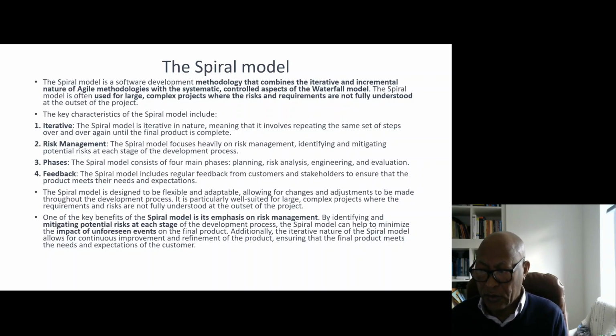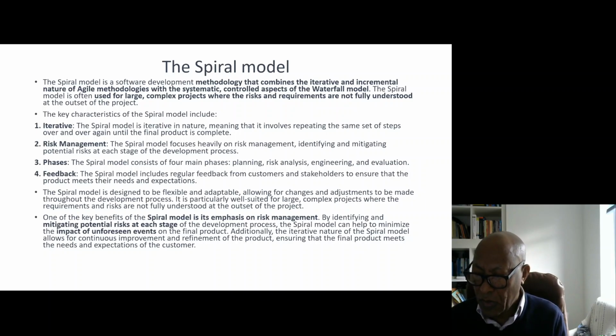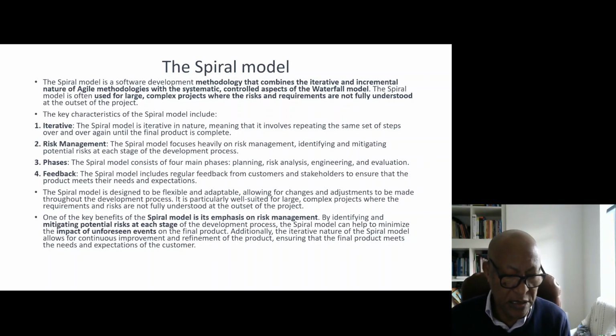So this is a way to minimize the impact of unforeseen events. These unforeseen events mean unforeseen risks that come in while producing the final product. The iterative nature of the spiral model allows continuous improvement and refinement of the product, so the final product meets the needs and expectations of the customer.